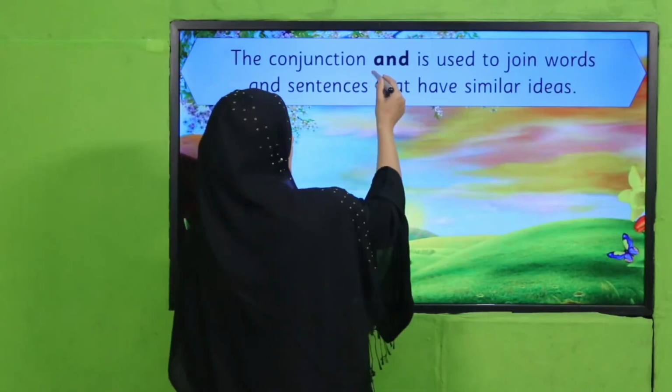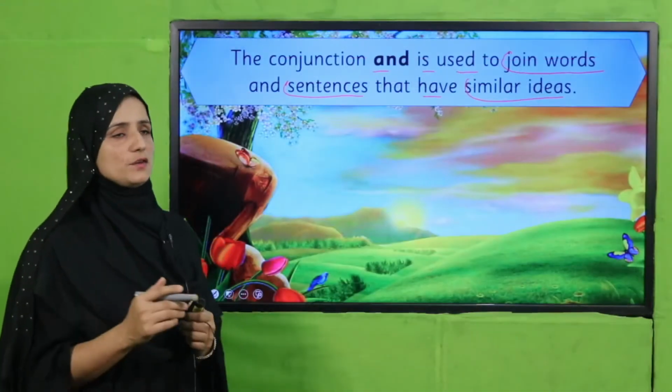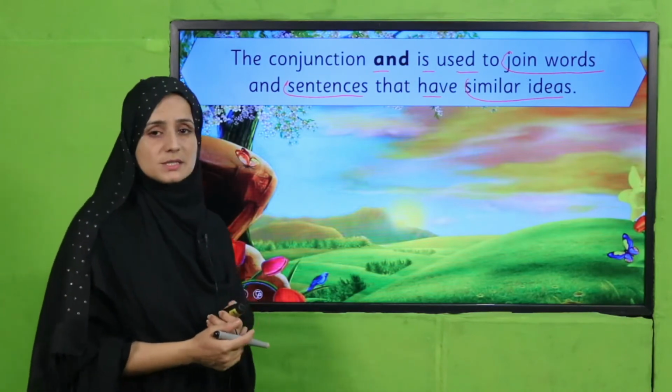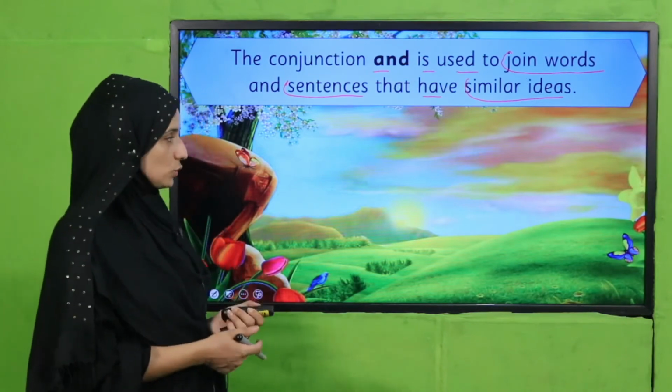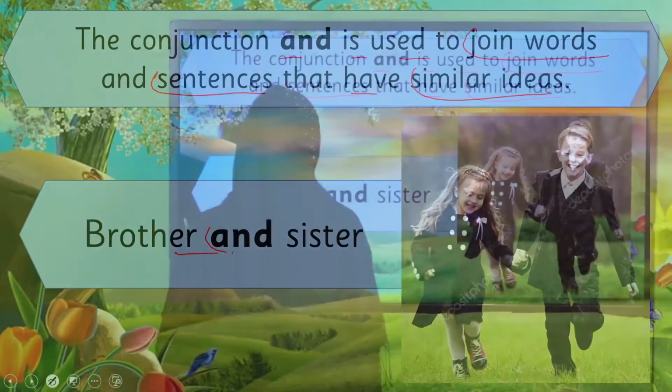The conjunction and is used to join words and sentences that have similar ideas. When we are going to discuss a similar idea, the same idea, then we use the conjunction and. It can join words and sentences also. Here is an example: brother and sister.